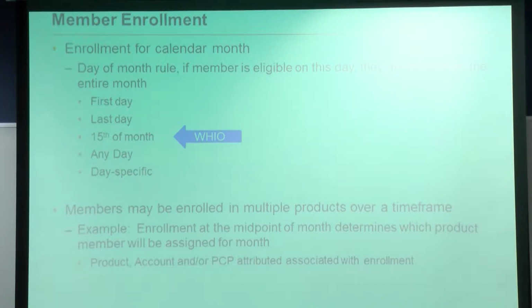The next thing to consider is that members can be enrolled in multiple products over a time frame. And that's what the member enroll table does for us. So for example, you could move from Blue Cross Blue Shield to WPS to WEA over the entire 2-year time frame that we have in the application, and that'll be tracked as you go along.